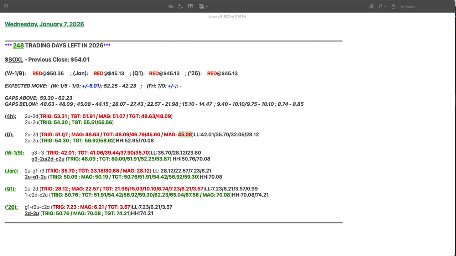Do I think that's going to happen tomorrow? 45.08? Probably not, but again, we need to make sure that we're ready, right? We've got a catalyst tomorrow that could really send the market in either direction.